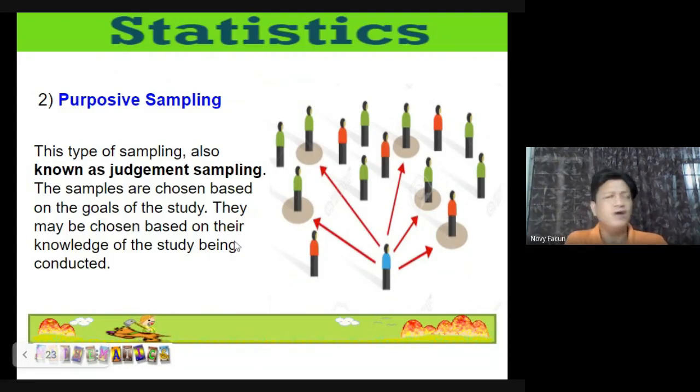Ibig sabihin yan, halimbawa na lang, may study ka na gusto mo kumuha ng data doon sa behavior ng students. Siyempre, ang goals natin dyan, makakuha ng maraming or range of preferences. Yun yung data natin. Siyempre, ang tatanungin natin dyan yung mga naging teachers niya, yung mga nanay niya. Yun yung judgmental or purposive sampling.